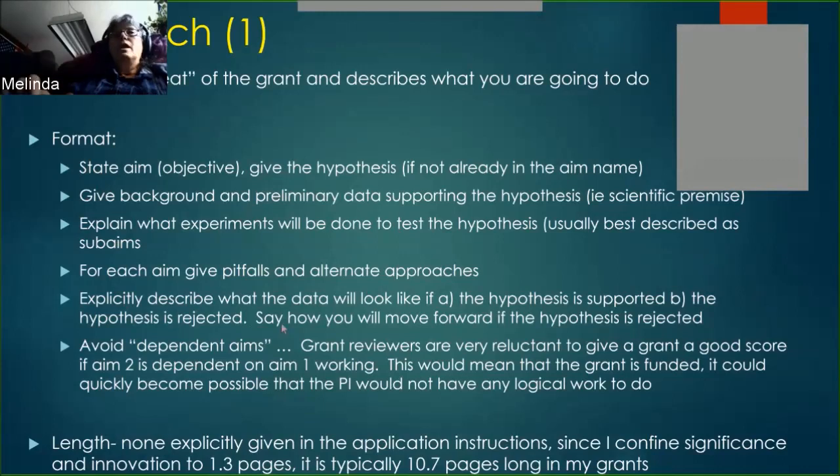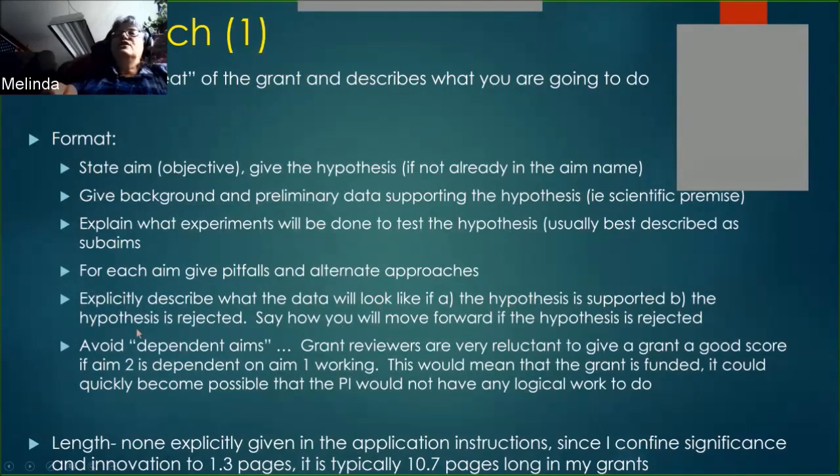Okay? And then you want to explicitly describe what the data will look like if the hypothesis is supported or if the hypothesis is rejected. And then how will you move forward in the work if the hypothesis is rejected? So in this particular case, if the hypothesis that this in fact saves money is rejected, well, what would be the next steps under those situations? But you should tell the reviewer what the data will look like if it's supported as well.